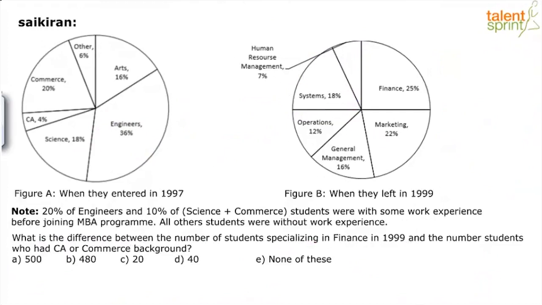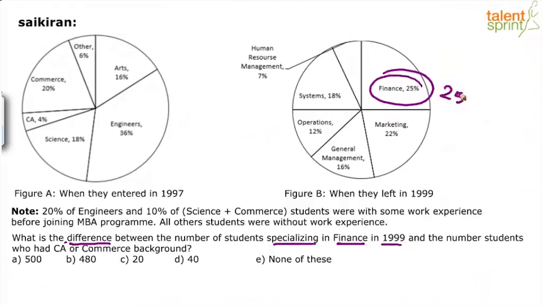Here's the next question. It says, what is the difference between the number of students specializing in finance in 1999 and the number of students who had CA or commerce background? That's a regular question from data interpretation. We have to just choose the right values and find the difference. So how many students have specialized in finance in 1999?